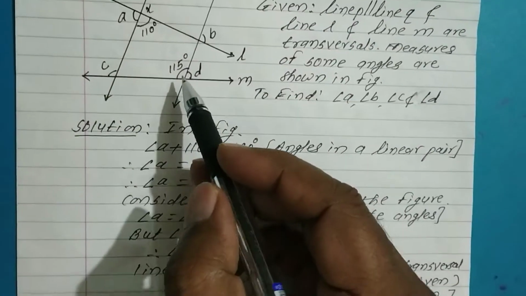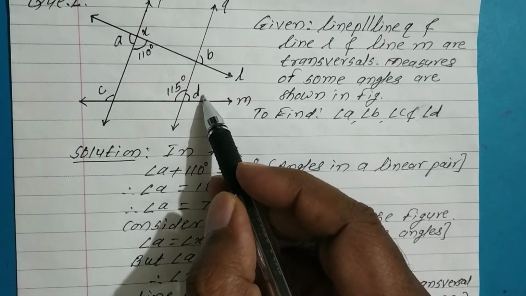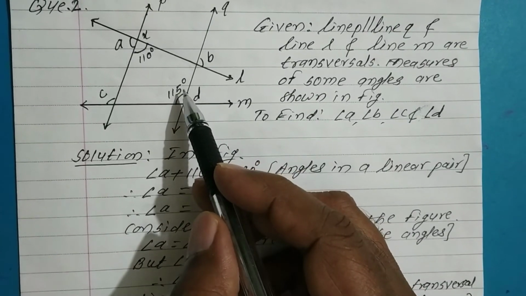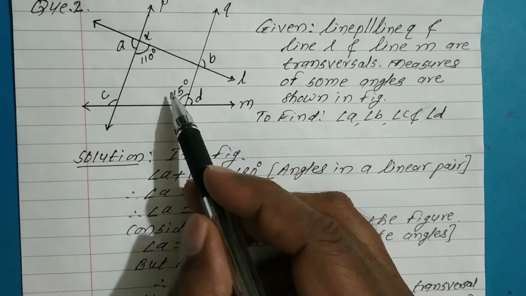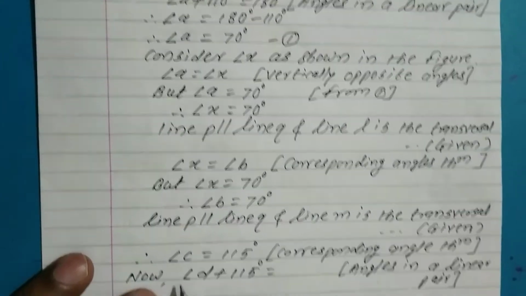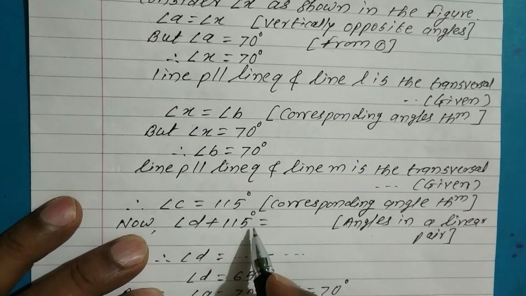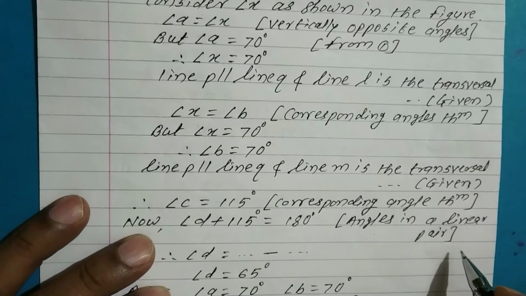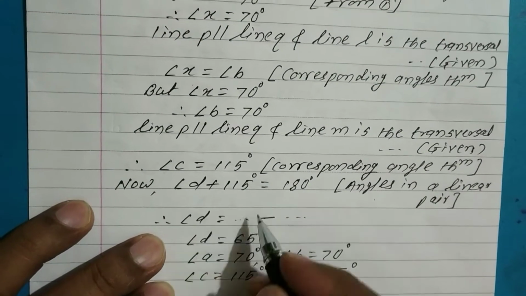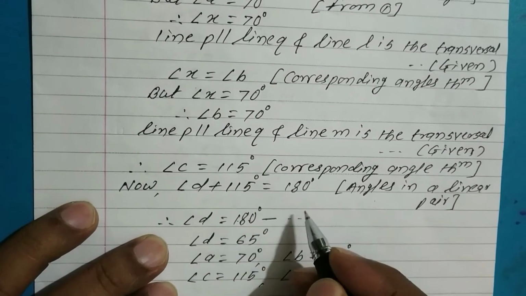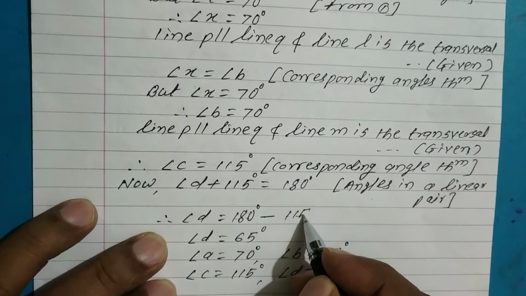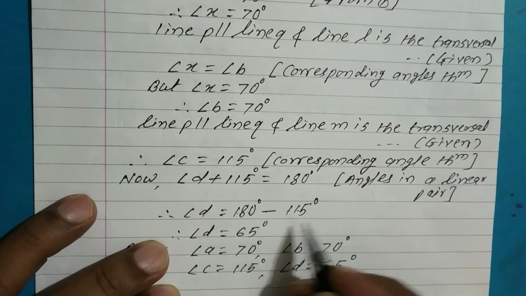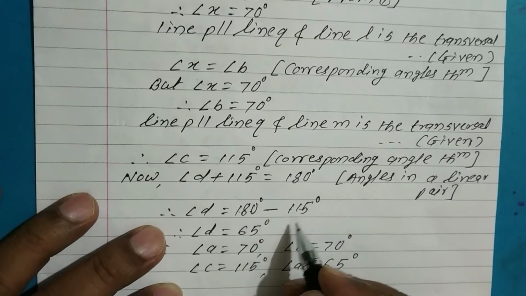Here in the figure 150 degree and D, these are the linear pair angles, and you know the sum of the linear pair angles is 180 degree. Hence you write in this way. Now angle D plus 150 degree is equal to 180 degree, angles in linear pair. Therefore angle D is equal to 180 degree minus 115 degree. Therefore angle D is equal to 65 degree.